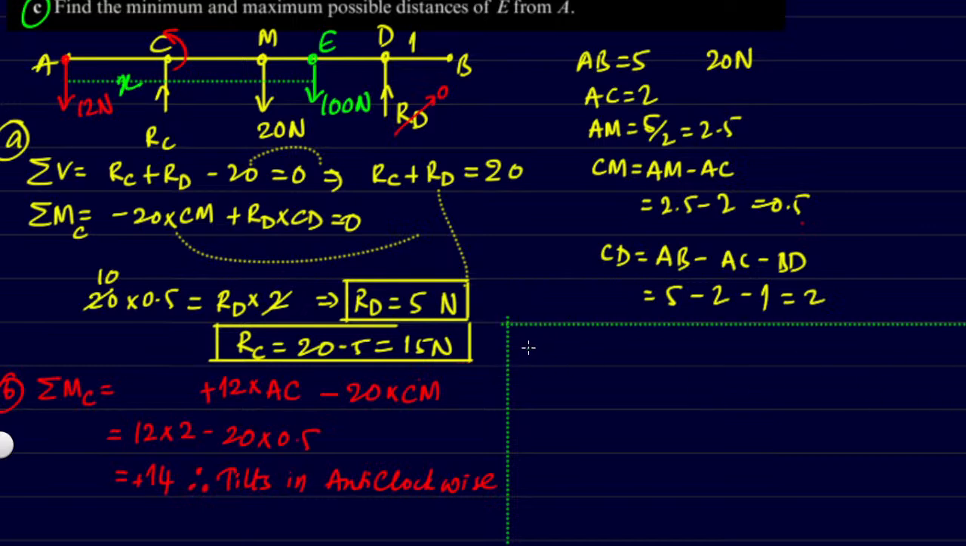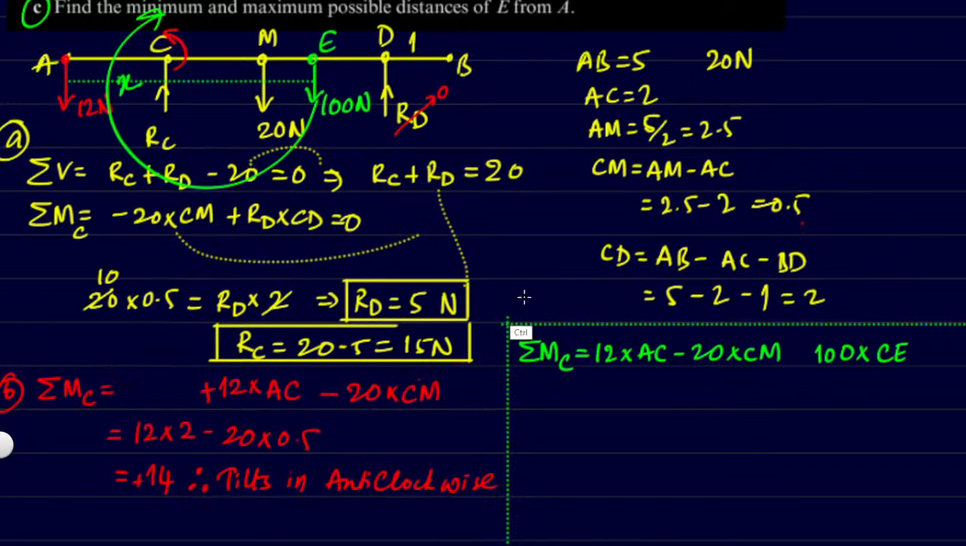Let's solve it here. Again we have to take moment about point C. So the same values will come: 12 into AC minus 20 into CM. Now one more additional term will come. What is that? 100 into CE, and this one is rotating clockwise. Clockwise means minus, correct?